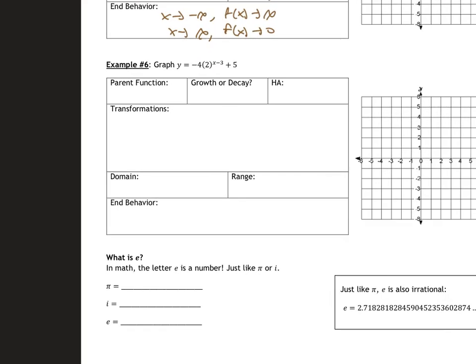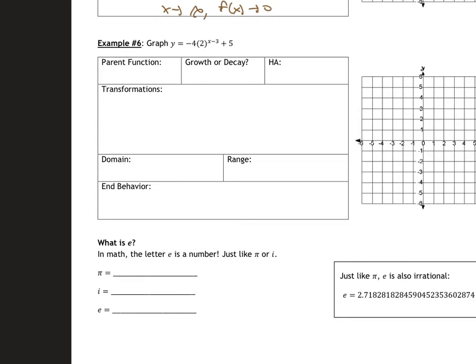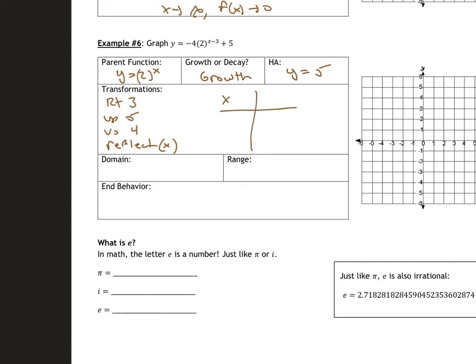All right, we got a lot on this one here. So parent function y equals 2 to the x power, which is growth. Horizontal asymptote is 5. So I got a lot of information here. I got right 3, I got up 5, and I got a vertical stretch by 4, and then I got a reflection. So reflect over the x-axis. So a lot of stuff I'm going to have to do here. I'm probably going to run out of space.